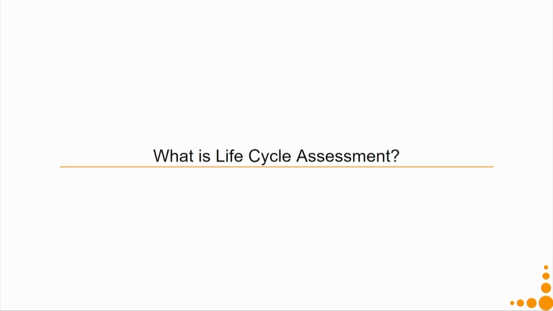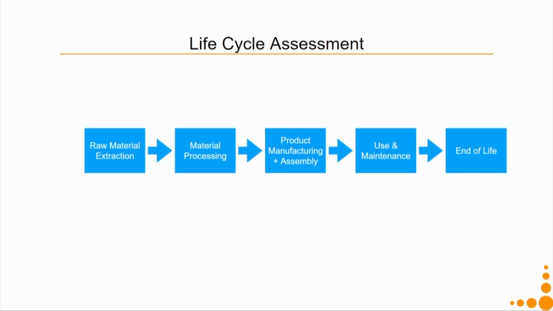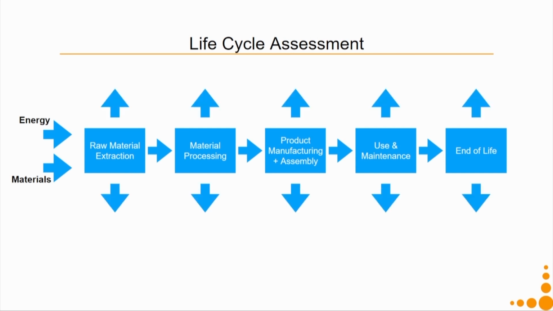So now coming to what is life cycle assessment. In this particular product life cycle, which consists of raw material extraction, material processing, product manufacturing and assembly, use and maintenance, and end of life, when we try to find out what are the energy and material inputs at each and every stage, and what are the emissions into the air, and what are the emissions to water and soil as a result of each and every stage of the product life cycle, what we are doing is life cycle assessment. So you can see, why do I have energy and raw material only at the beginning of it?